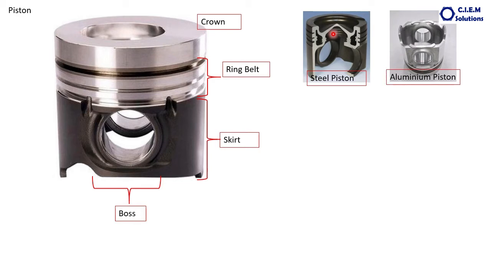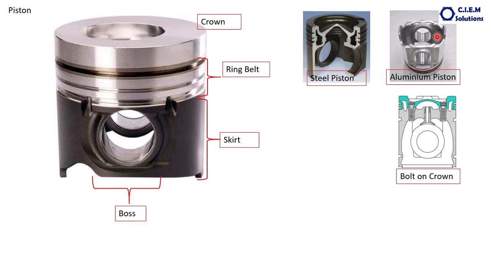This is the aluminum piston in the reverse direction. So this is called the bolt-on crown piston. The crown area, which is shown in the green color, is bolted to the piston body. These types of pistons are used in very high capacity diesel generating sets. If something happens to the piston crown area, only the top portion will be replaced and the bottom portion reused as it is.